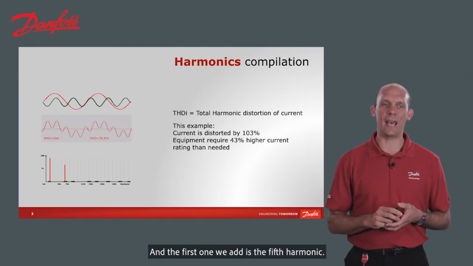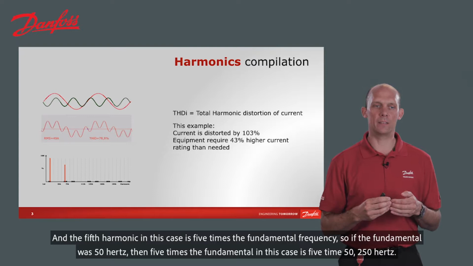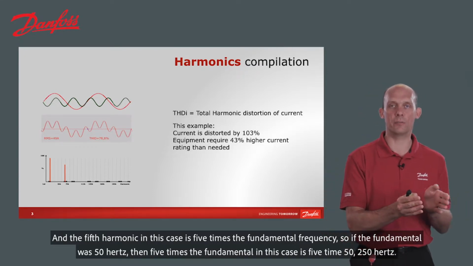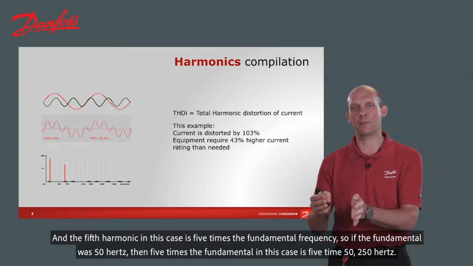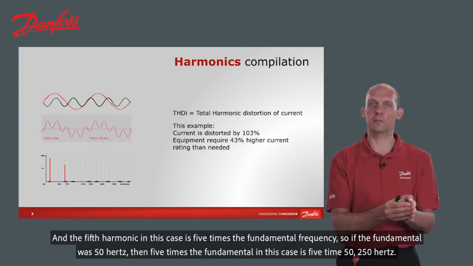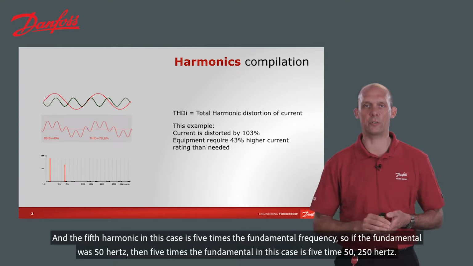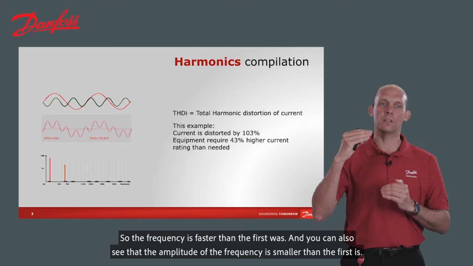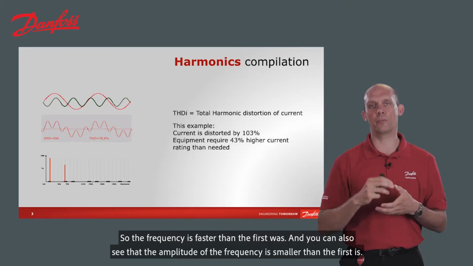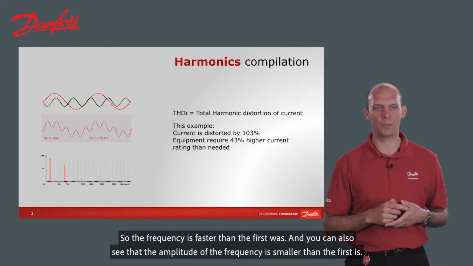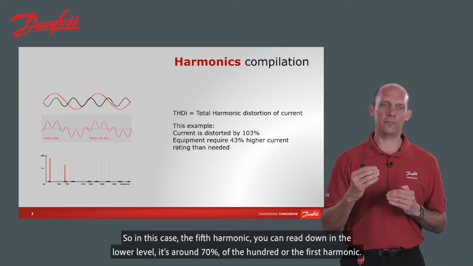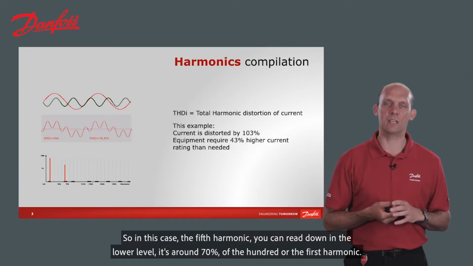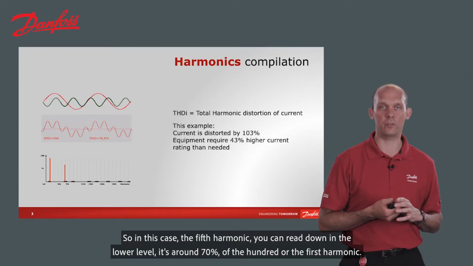And the first one we add is the fifth harmonic. And the fifth harmonic in this case is 5 times the fundamental frequency. So if the fundamental was 50 Hertz, then 5 times the fundamental is 5 times 50, 250 Hertz. So the frequency is faster than the first one. And you can also see that the amplitude is smaller than the first one. In this case, the fifth harmonic, you can read it down in the lower level, is around 70% of the 100, or the first harmonic.